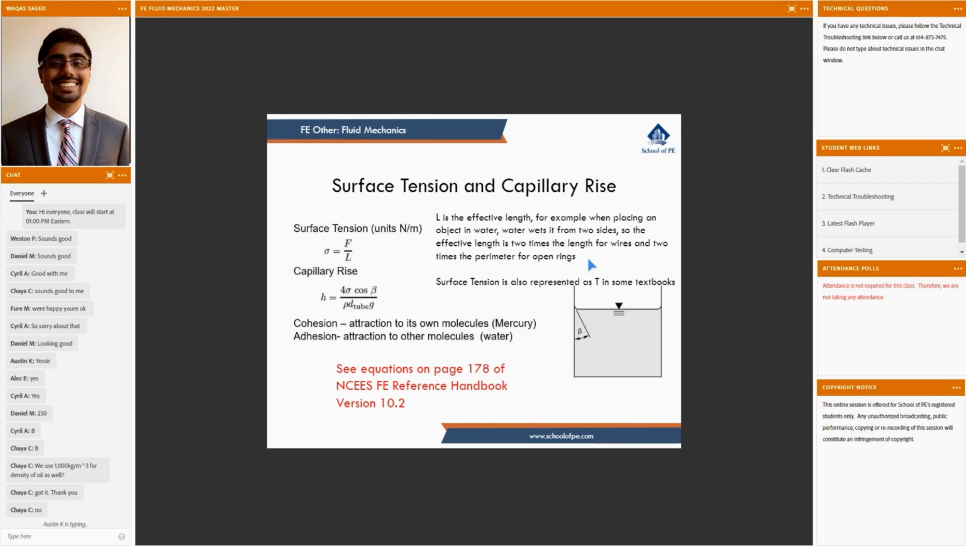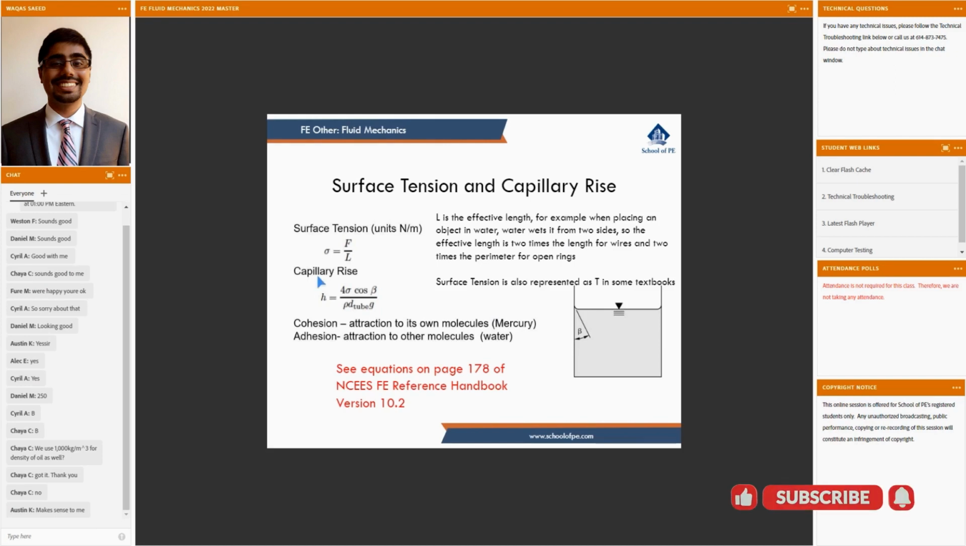And then what if I gave you an open ring problem? Let's say I placed an open circular wire. In that case, you have an inner perimeter and an outer perimeter. So your effective length would be 2 pi r times 2, so it's actually 4 pi r. I just want you to be aware of that, because they ask those questions on the exam, but in the reference handbook, they don't properly explain what effective length is. That is a case where they would give you a trap answer choice where if you don't multiply by 2 for the length, then one of the answer choices will be just F over L.